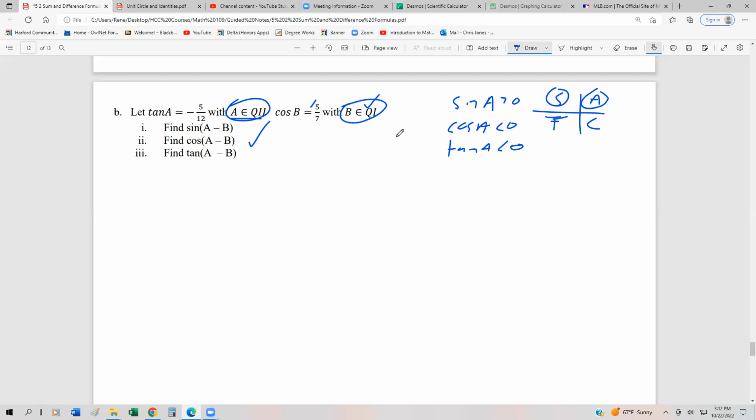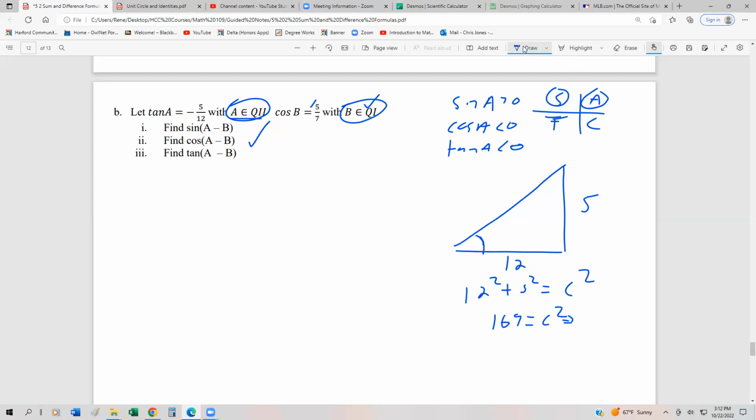Okay, so the tangent of A, remember the tangent is going to be the opposite over the adjacent. So this is 5, the adjacent is 12. And so by using our right triangle trigonometry and the Pythagorean identity, we could say 12 squared plus 5 squared is going to be equal to our hypotenuse squared. Or if we combine those together, that's going to be 144 plus 25. So that's going to be 169 equals c squared, which implies that 13 is equal to c. All right, so this is for our angle A.